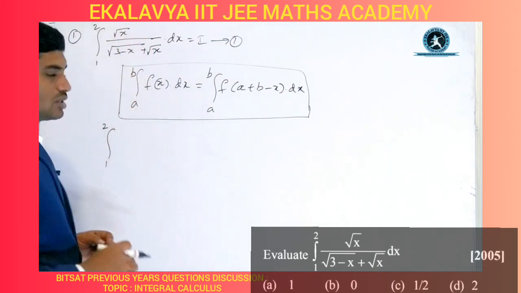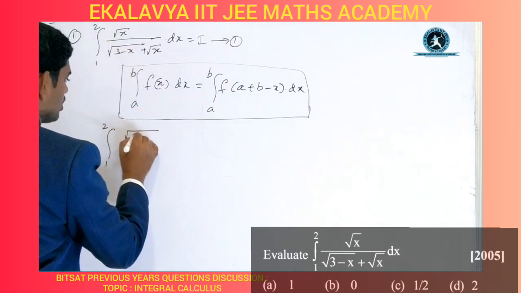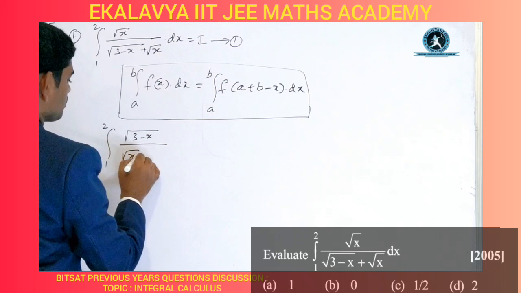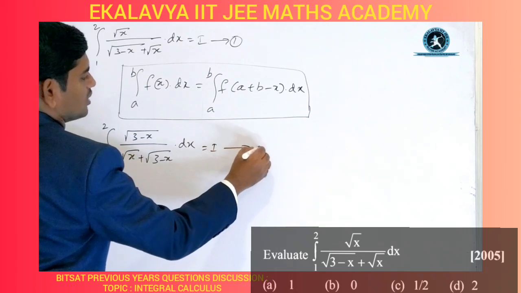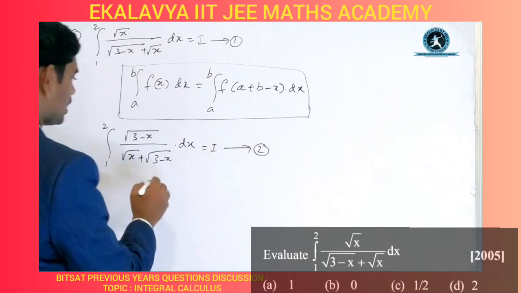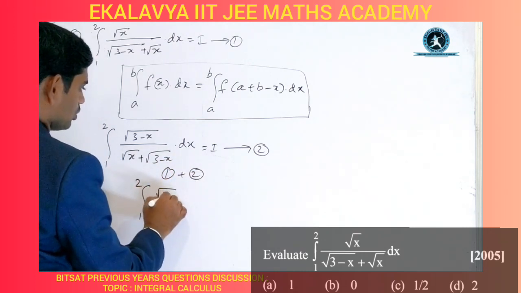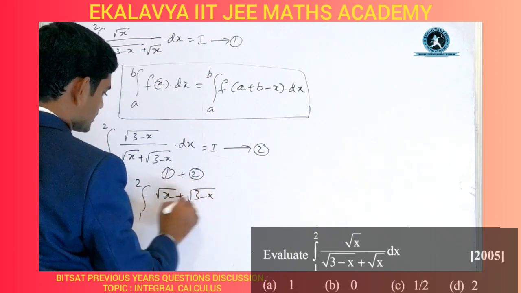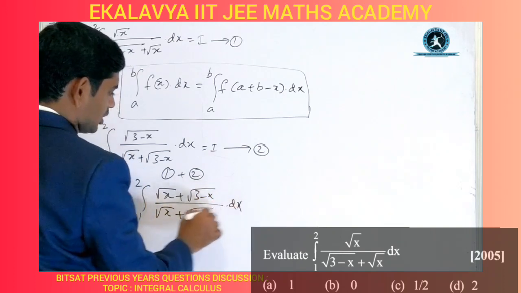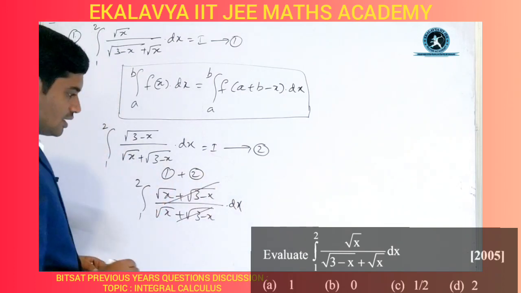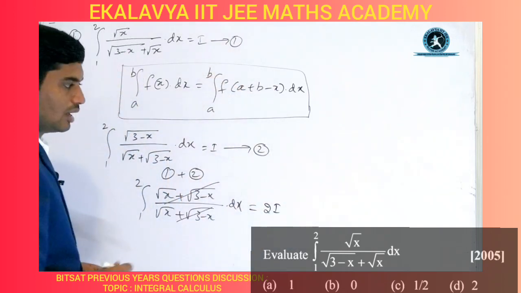Now wherever we have x, we can replace it with 3 minus x. So this integral becomes root of 3 minus x upon root x plus root of 3 minus x dx, which is also I. I am taking this as equation number 2. Now I am going to add equations 1 and 2, then we get integration of 1 to 2, root x plus root 3 minus x upon root x plus root 3 minus x dx. Now the numerator and denominator get cancelled, and on the right side we add I plus I, which is 2 times I.